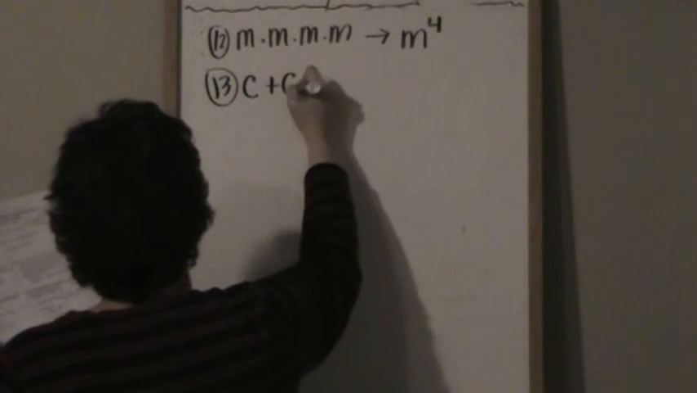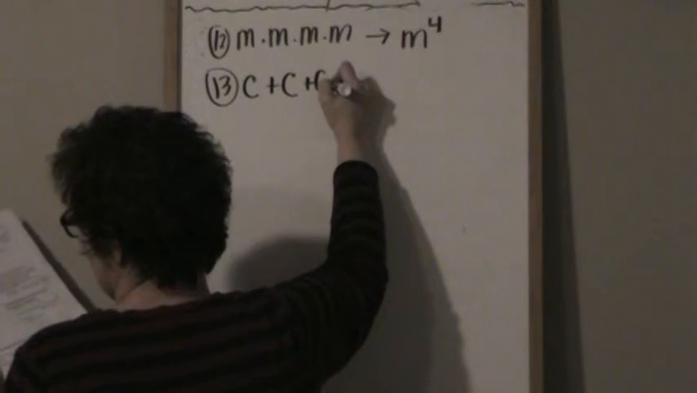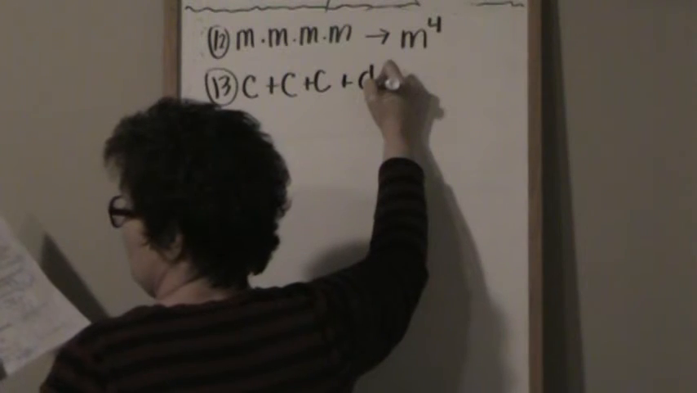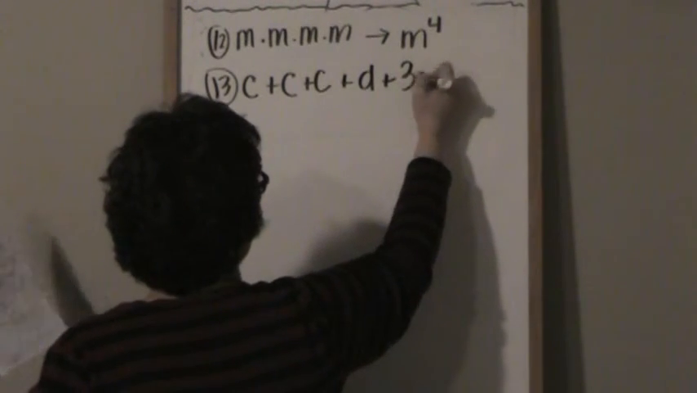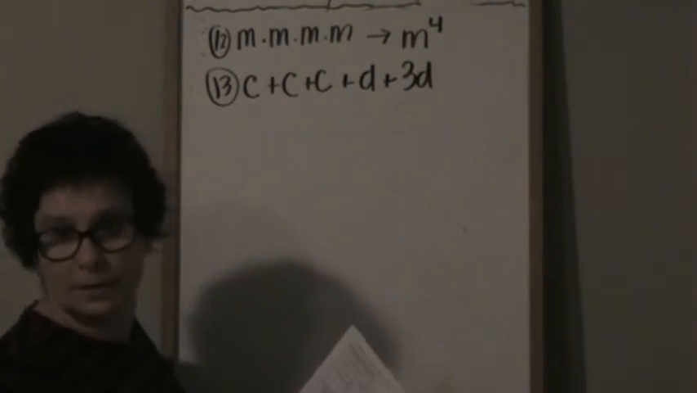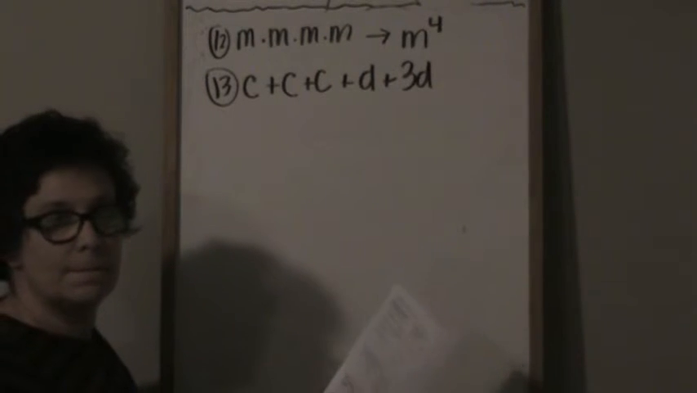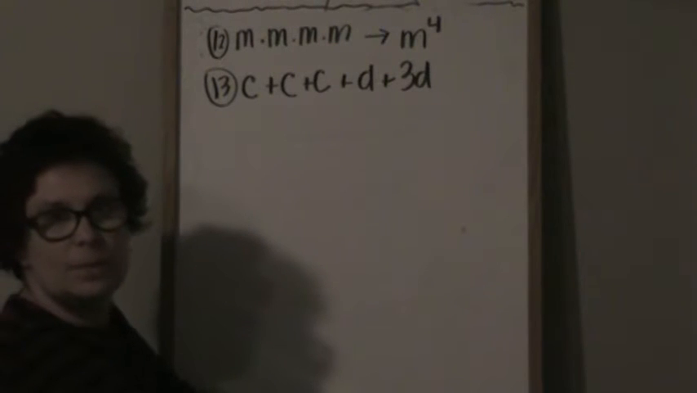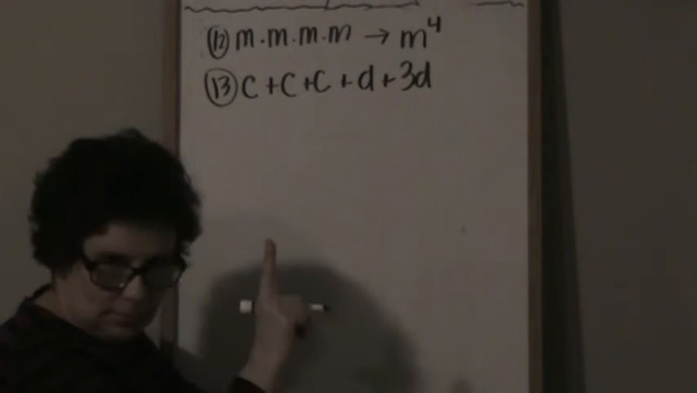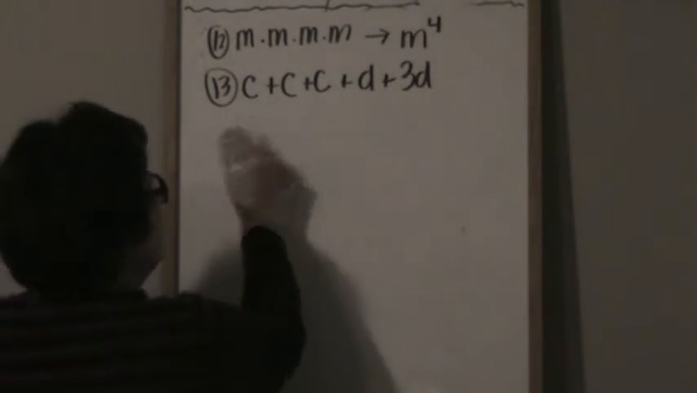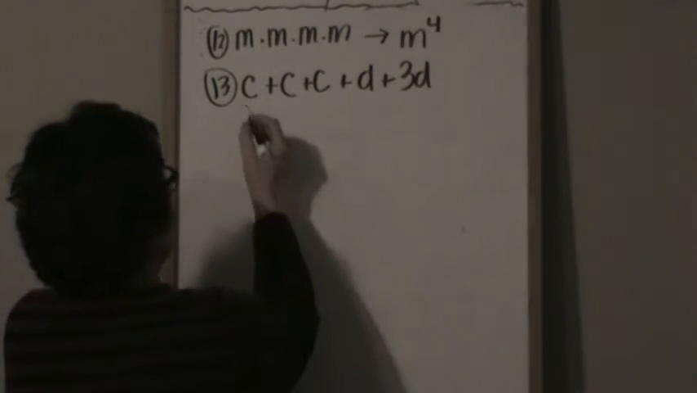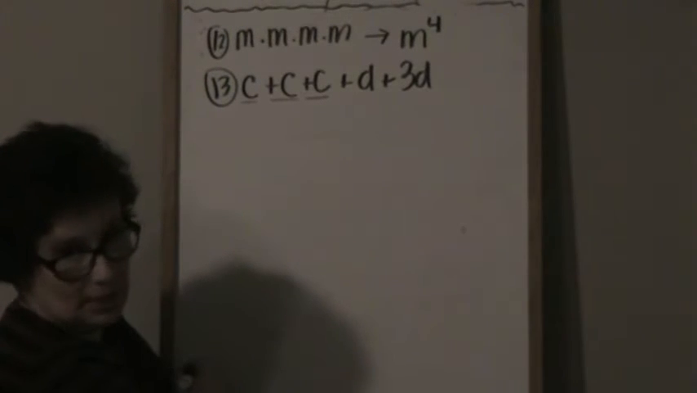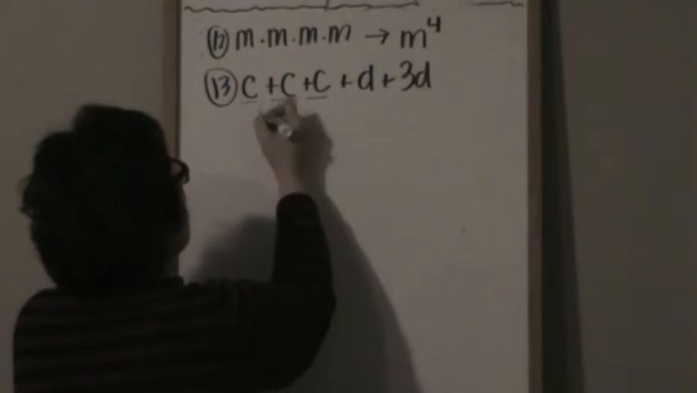C plus C plus C plus D plus 3D. Okay? All right, so if there's just a C, that means how many C's? 1, right? So I have, and I'm combining like terms here. So I have 1C plus 1C plus 1C gives me how many C's? 3.